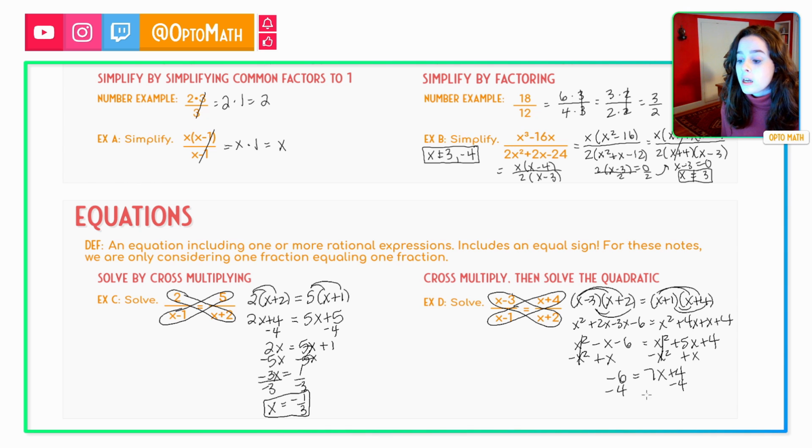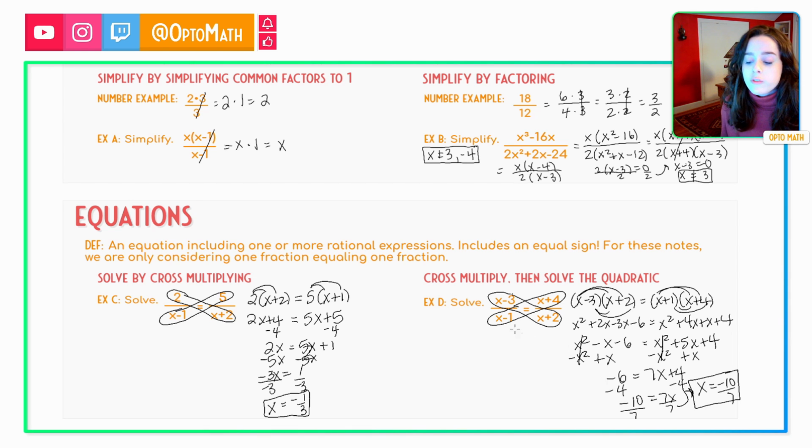Subtract 4 from both sides. We get negative 10 is equal to 7x. Divide both sides by 7. And x is equal to negative 10 over 7. So that's our solution there. And notice that we didn't actually have to solve the quadratic because our x squared term simplified to 0 because we had just x squared on both sides.